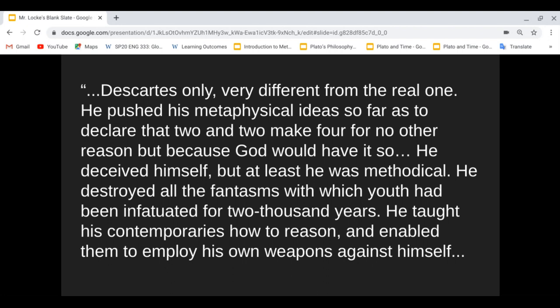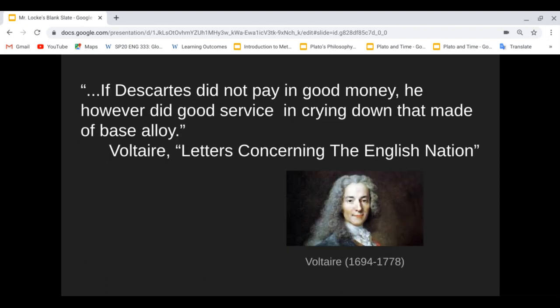And remember, Voltaire's here giving us a view that is his own, but he's also encapsulating the thinking of many of his contemporaries. "Descartes pushed his metaphysical ideas so far as to declare that 2 and 2 make 4 for no other reason than because God would have it so. He deceived himself, but at least he was methodical. He destroyed all the phantasms with which youth had been infatuated for 2,000 years." And he's going to appreciate this fact, Voltaire, that is. "He taught his contemporaries how to reason and enabled them to employ his own weapons against himself.